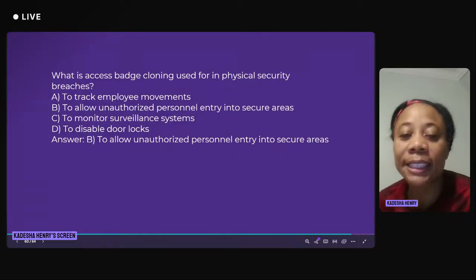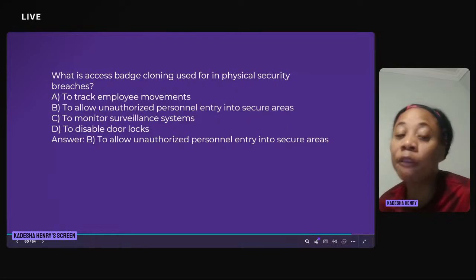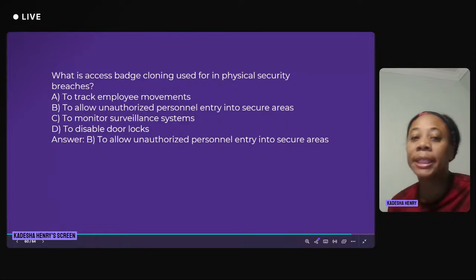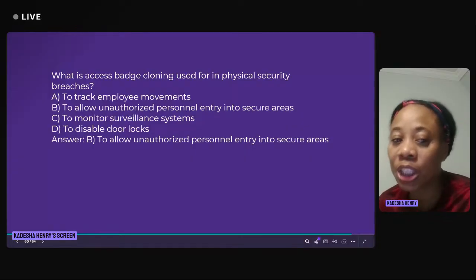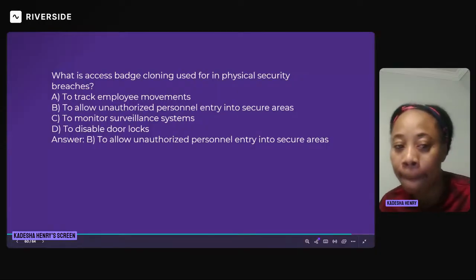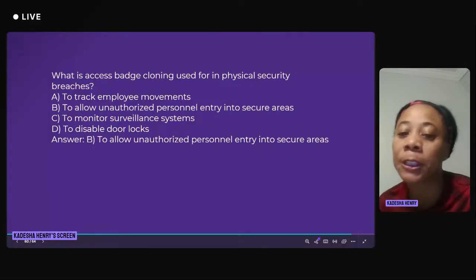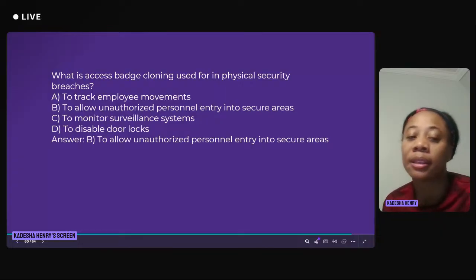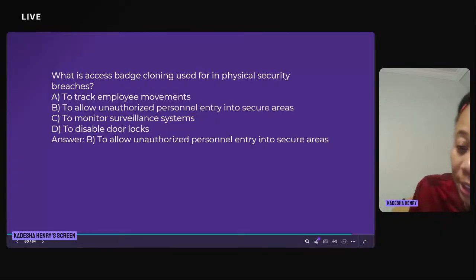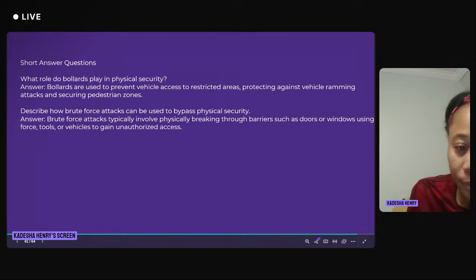What is access badge cloning used for in security breach? Is it A, to track employees' movement, B, to allow unauthorized personnel entry into a secure area, C, to monitor surveillance system, D, to disable door lock? And we know that it is to allow unauthorized personnel into secure area. So we're going to look at some short answer questions.